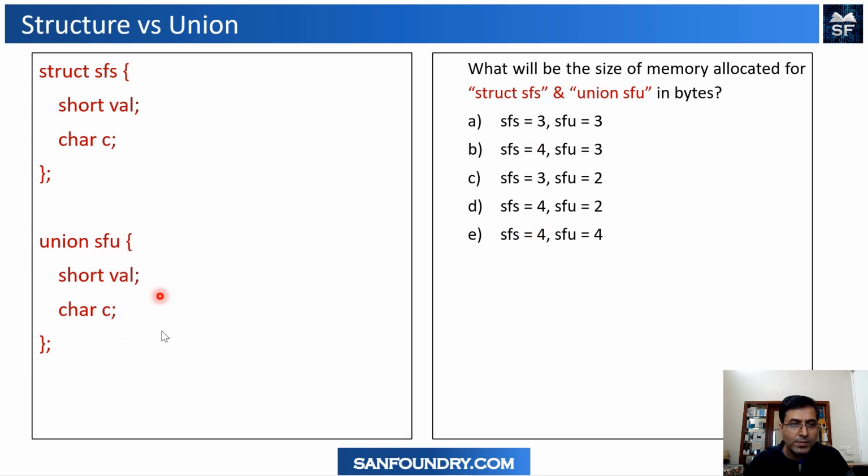What about union? Union, as I told you, has a common storage. All members share the same storage because that's how they are designed. So val requires 2 bytes and character requires 1 byte. So essentially you have 2 here and 1 here, right? But it's the same memory location. So the biggest wins. The union size will be the size of the memory required for the biggest member of that particular union. The short is 2 bytes. So what you see is 2 bytes, 2 bytes.